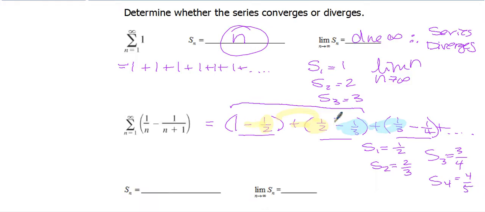And so basically all this stuff in the middle cancels out, and the value of your partial sum is only dependent upon the very first part and the very last part.